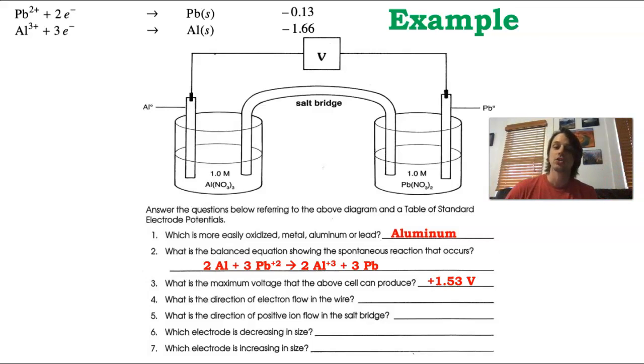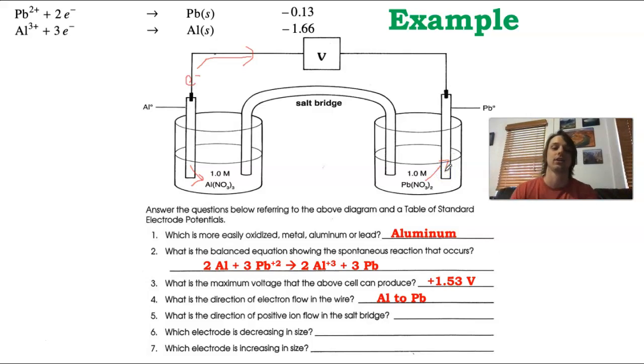Okay? So what is the direction of electron flow in this wire? Well, it looks like aluminum, again, is going to be the one that is losing the electrons. So those electrons would be leaving aluminum and moving in that direction. So what direction would the flow of electrons go? From aluminum over to lead, where aluminum would be slowly decomposing that electrode, and the lead electrode would be getting larger in size.